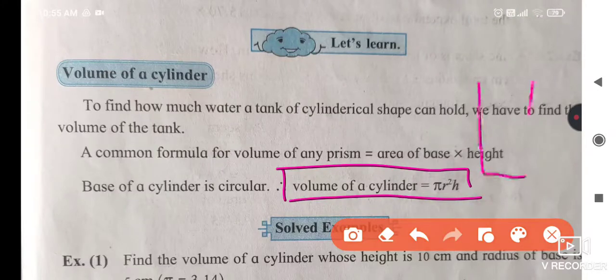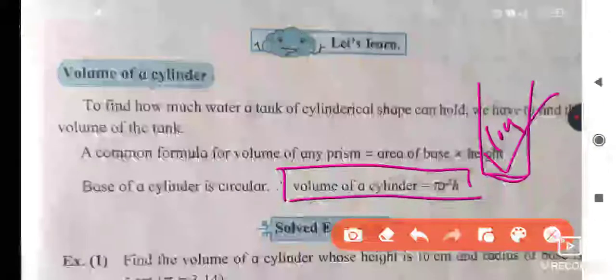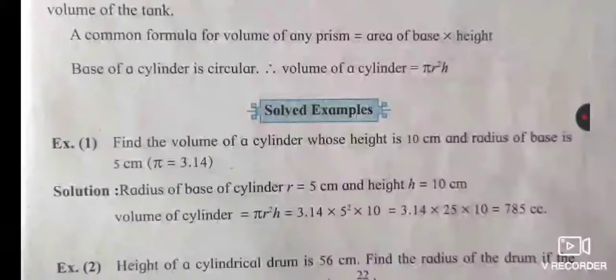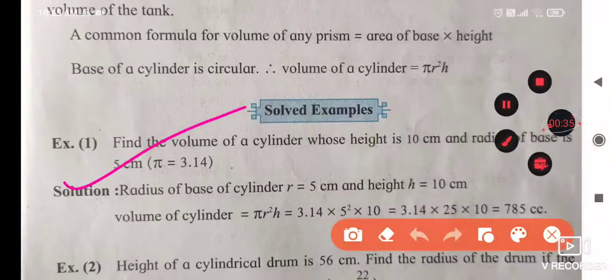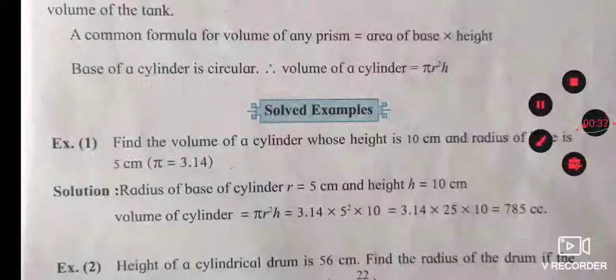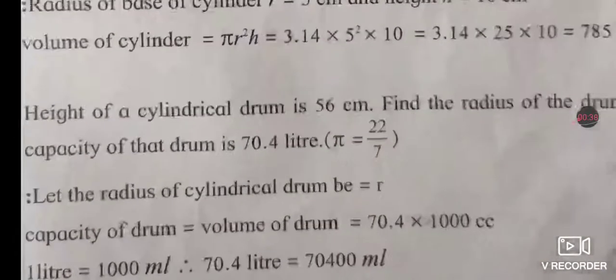Volume is generally found for liquid quantities, liquid things like milk, oil, water, whose volume we measure. So here we solved the first example in the last lecture. This is the first example, we have already solved it. Now we will see the next example.